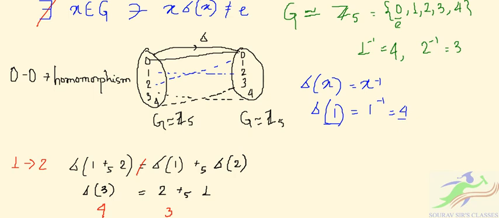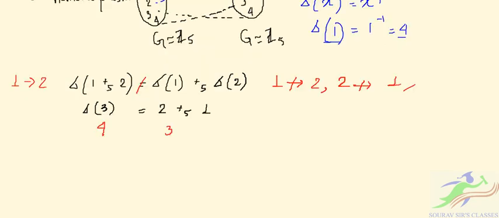So 1 is not mapping to 2. Similarly, 2 will not map to 1, right? Now let us check the second case. For this case it is not possible. Now let's check 1 mapping to 3.